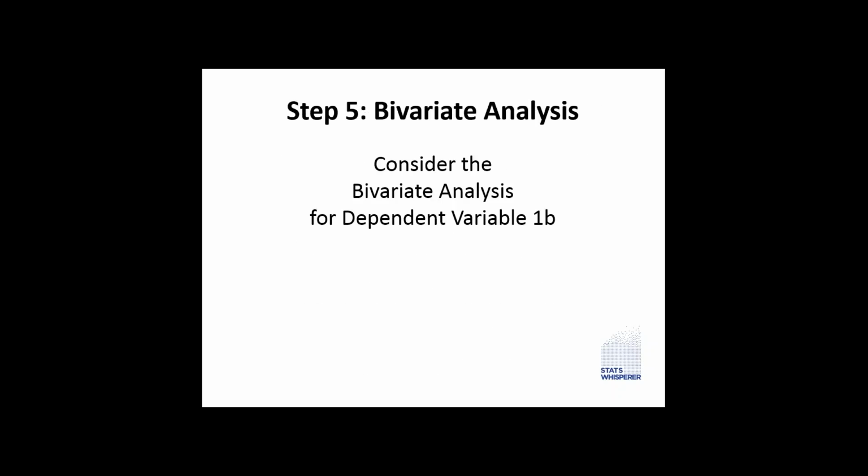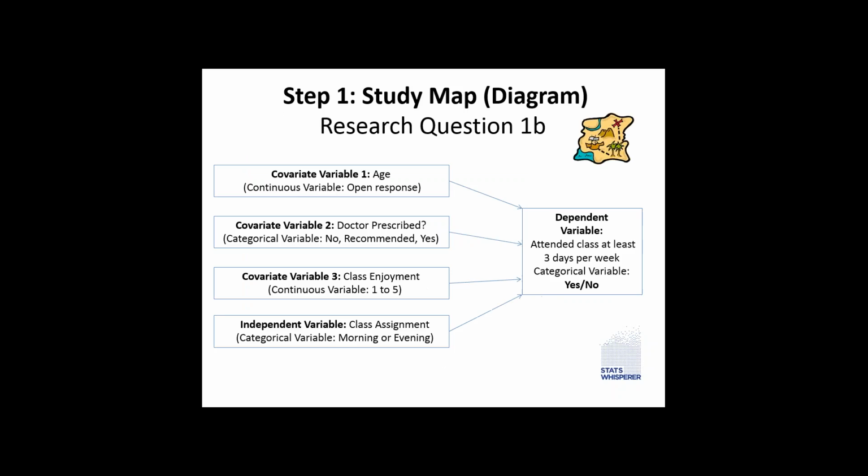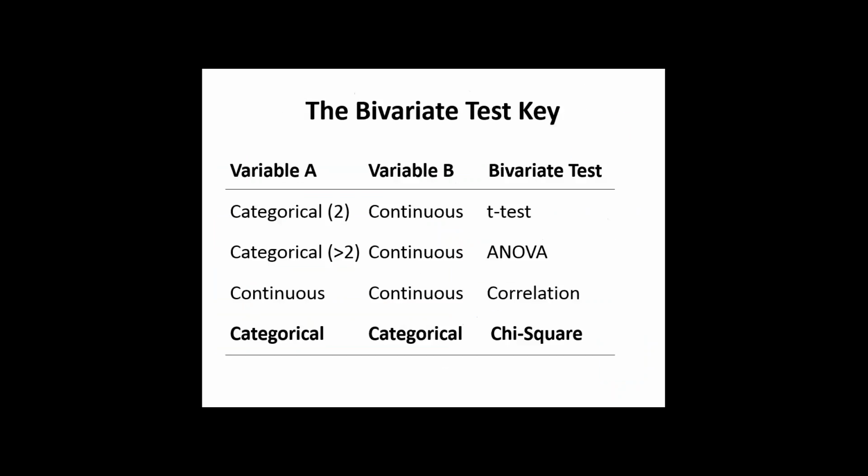Right? So let's all think about 1b, right? That other dependent variable where it's dichotomized, and consider what bivariate tests we might use to examine that. So step 5, bivariate analysis. Right, there's our map. And then recall the bottom, we said we would review categorical on the bivariate test key, which is the chi-square test.